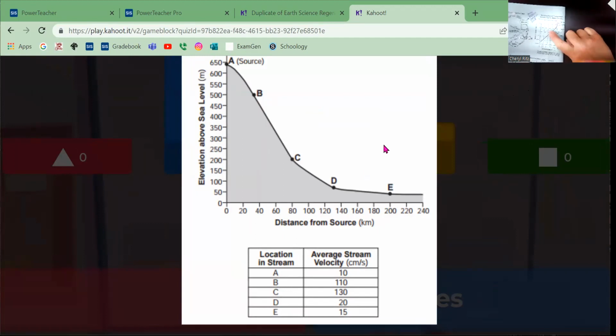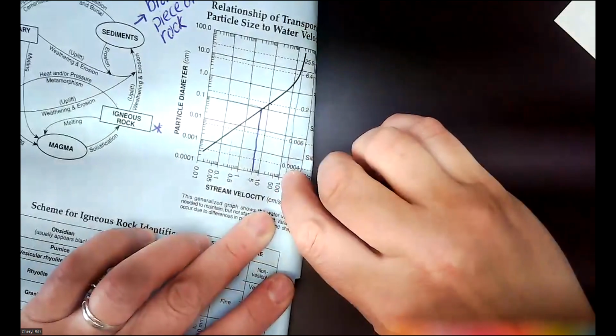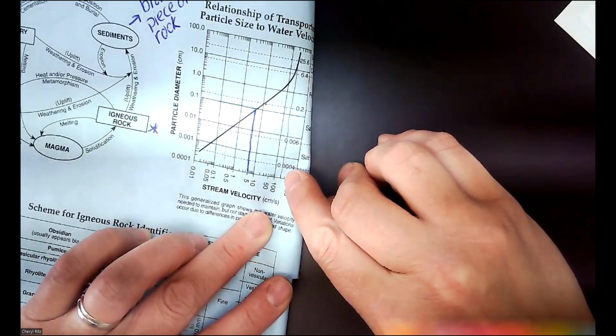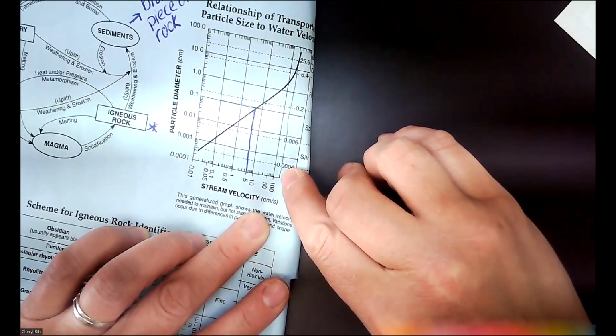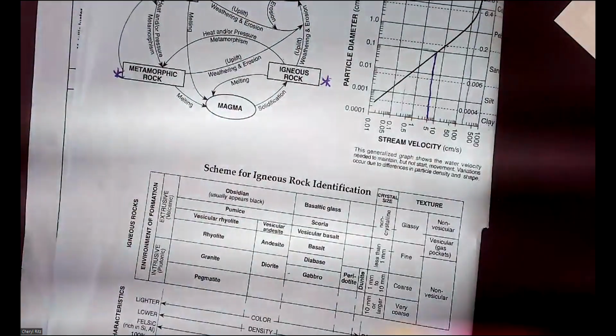This is in the Pebbles section. Yep, that would be Pebbles. 110 is right after 100. 110 is basically 100 because the next line over is 200. Even the 200 would have been the very top of Pebbles. It would not have been Cobbles.